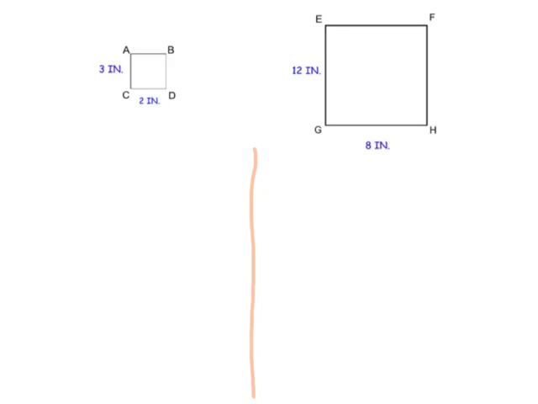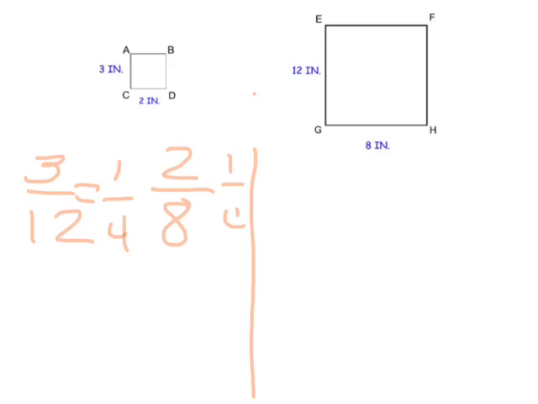So I'm going to start with rectangle ABCD over rectangle, let's see, I can't really see there, EFGH. And it would be 3 over 12, or I could do 2 over 8. Either way, when I simplify these, I get 1 over 4. So the scale factor is 1/4. Now that would be, what do I multiply EFGH by to get to the smaller rectangle ABCD, and it's times 1/4.